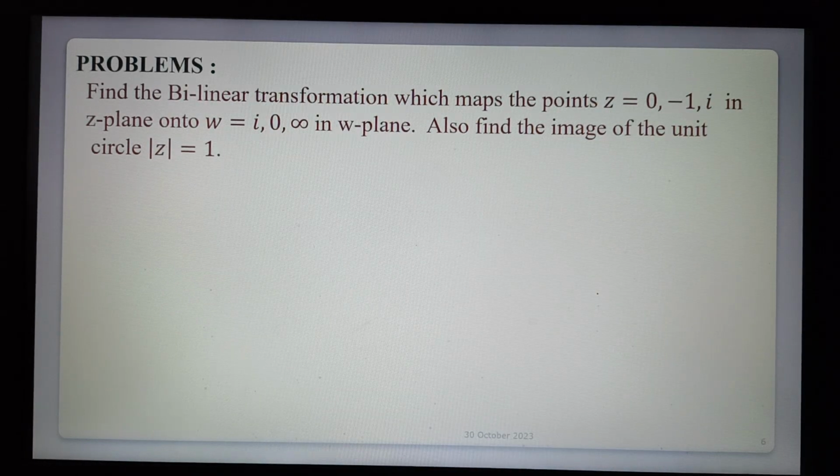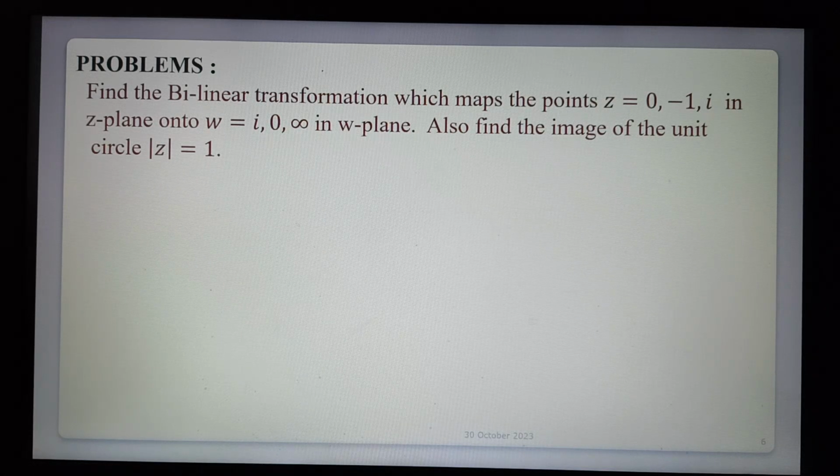See the problems. First problem, first example: find the bilinear transformation which maps the points z is equal to 0, minus 1, I in the z plane onto w is equal to I, 0, infinity in the w plane. Also find the image of the unit circle mod z is equal to 1 under the bilinear transformation, okay.